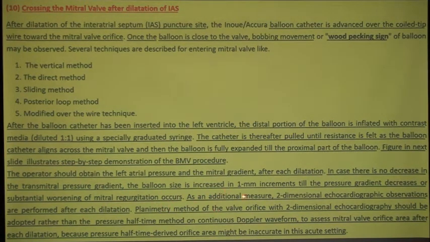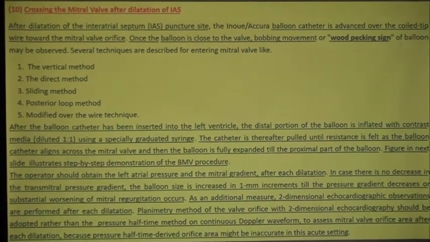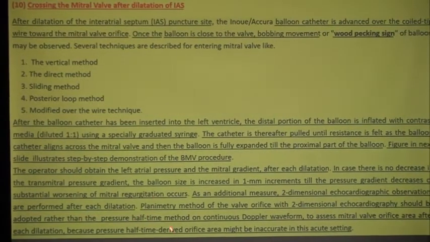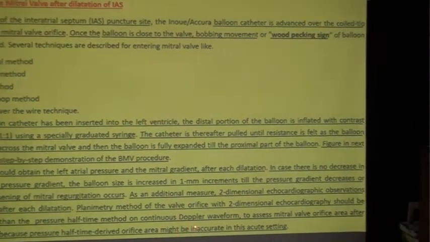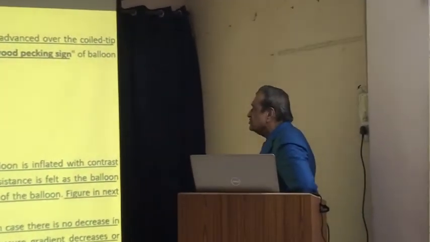As an additional measure, two-dimensional echocardiographic observations are performed after each dilatation. Now the planimetry method of valve orifice with two-dimensional echocardiography should be adopted rather than the pressure half-time method on continuous Doppler waveform to assess mitral valve orifice area after each dilatation, because pressure half-time derived orifice area might be inaccurate in this acute setting.